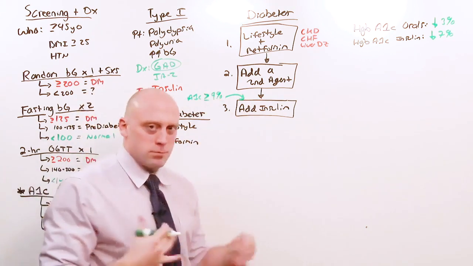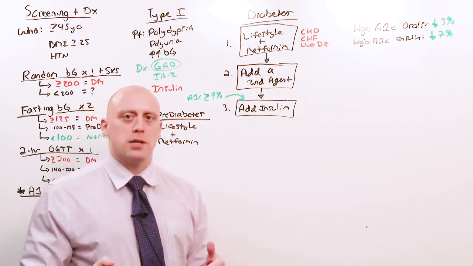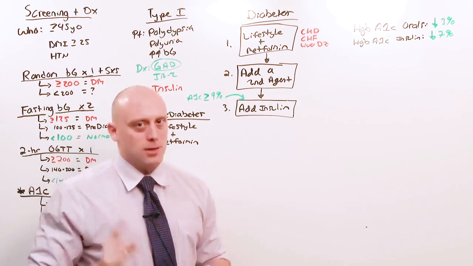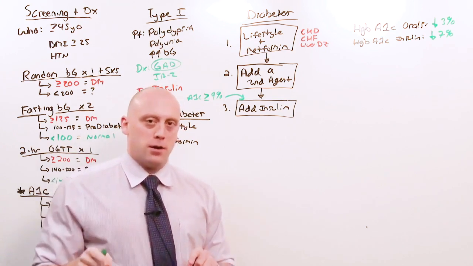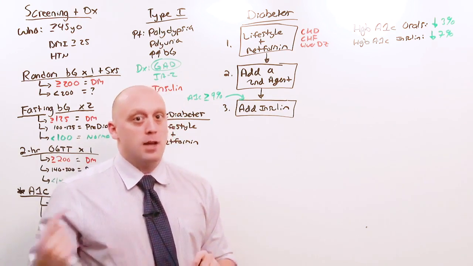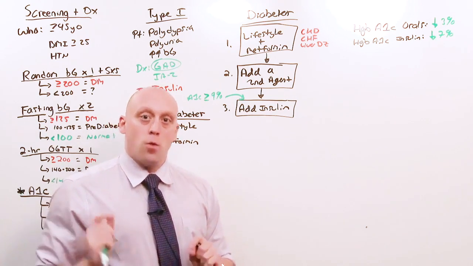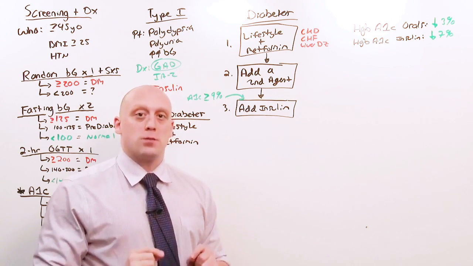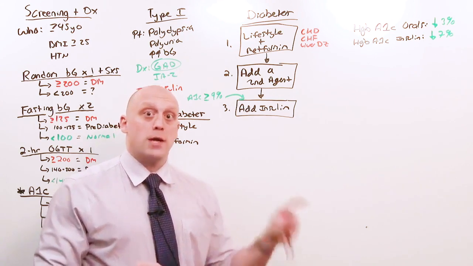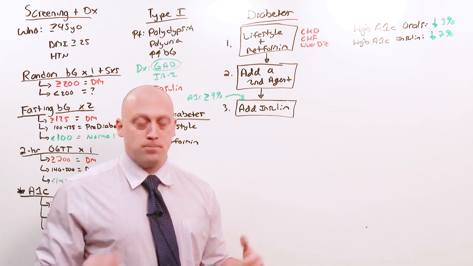Okay, let's just summarize that. Everybody comes in who has diabetes, lifestyle and metformin, unless you can't. Then you add on another agent. That doesn't work, add insulin. We'll talk about insulin in the next lecture. The wild card is if their A1C at presentation is greater than 9, jump right to insulin because oral agents aren't going to get them to goal. Okay.